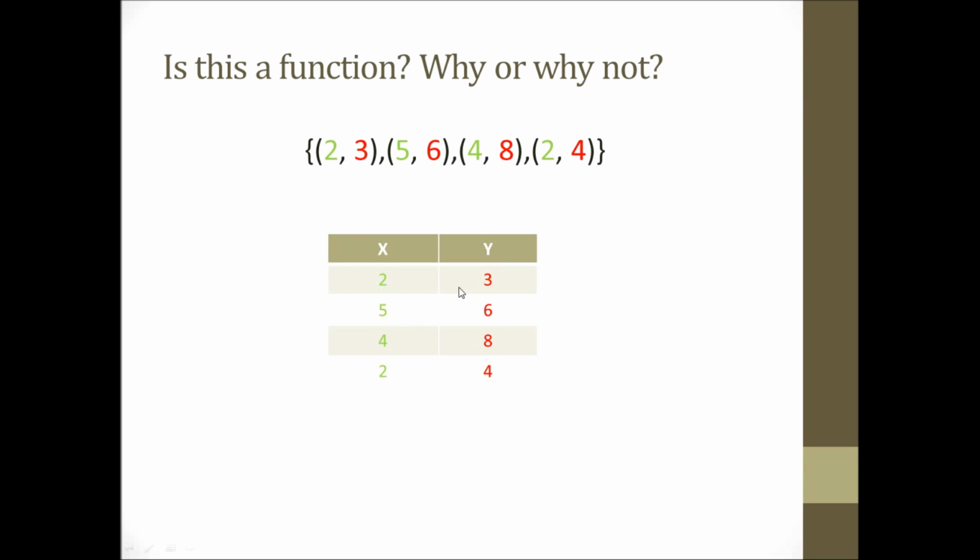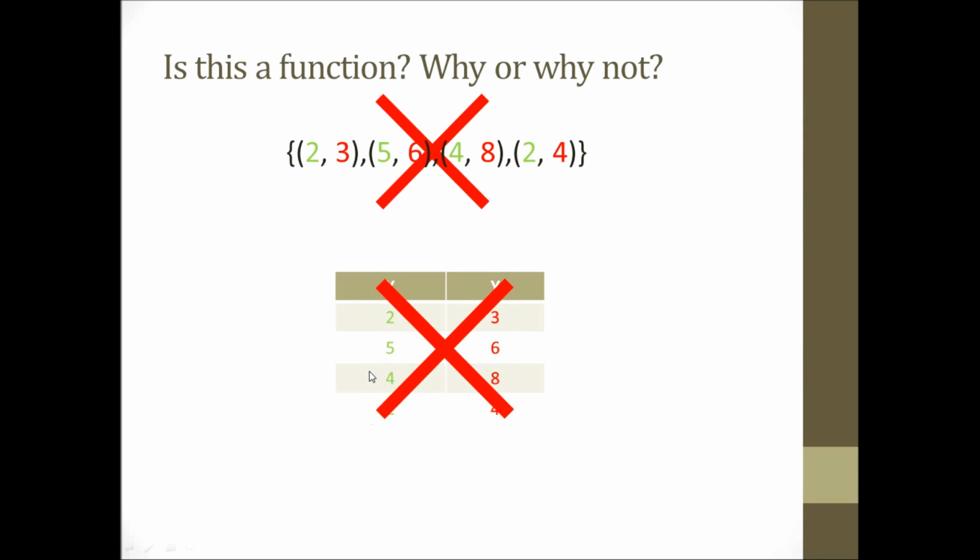Now, if we take those ordered pairs and we put it in this table, what do you notice? The X value is repeating. That boy is dating number 3, and that same boy is dating another number 4. This is not a function because the X value repeats.